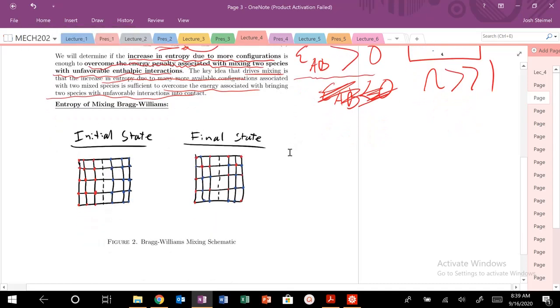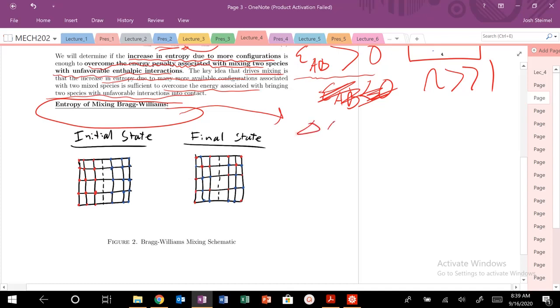Back today talking about the entropy of mixing for basically Bragg-Williams theory. So again, this is just kind of a starting point before we get into polymers, which, as we know, are the most difficult material to study. If you could study polymers, you could study ceramics, metals, everything else very, very easily. We're going to start off by looking at how Bragg-Williams applied this theory of the entropy and the free energy of mixing.